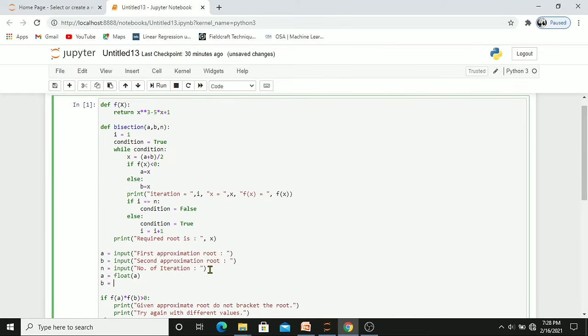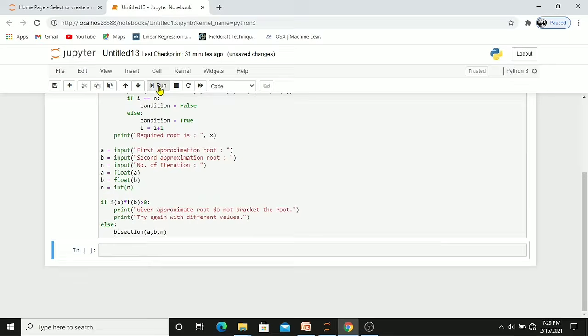Similarly, I am going to change it for b also. And now the number of iterations will be integer type only. We will not go for the decimal or fraction portion. So we are going to define the type as integer. So now let's check the execution of this. So I am going to run this cell.